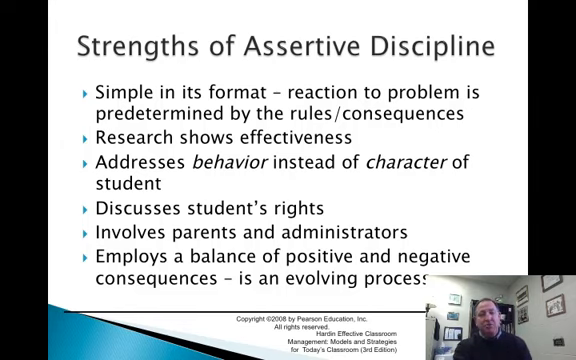Make sure you keep the parents and administrators involved, and it says balance of positive and negative consequences. In other words, you want to have some rewards that balance as much as some negative consequences, to make sure that you're not just talking about the don'ts, but reward some of the good things in there.